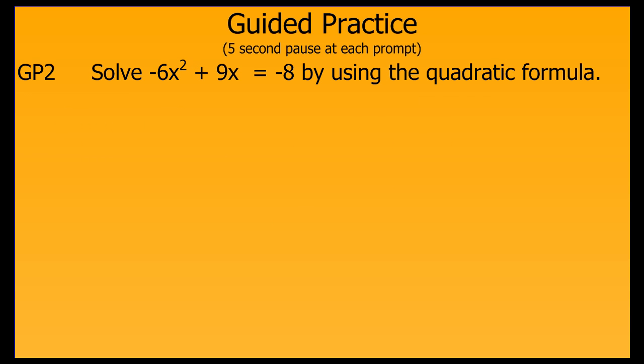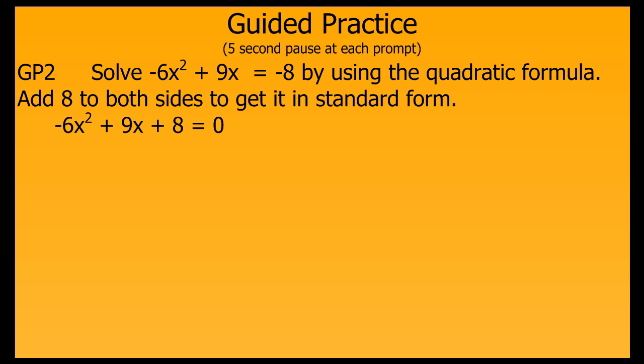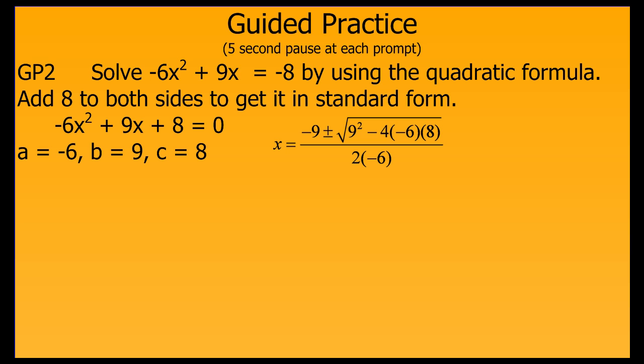Let's try another one. What do we do first? We need to get it into standard form by adding 8 to both sides. Now what? Now we identify a, b, and c. What's next? Now we substitute those into our quadratic formula. What's our next step?